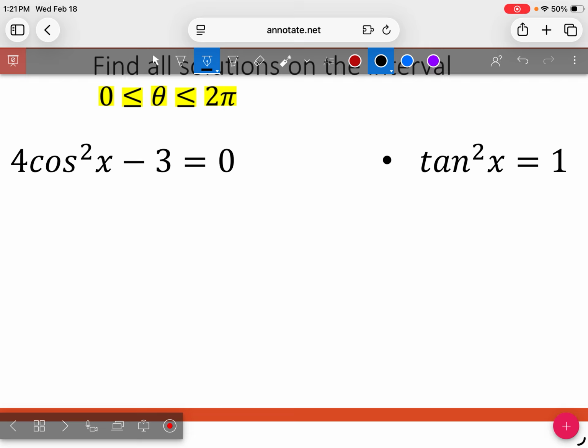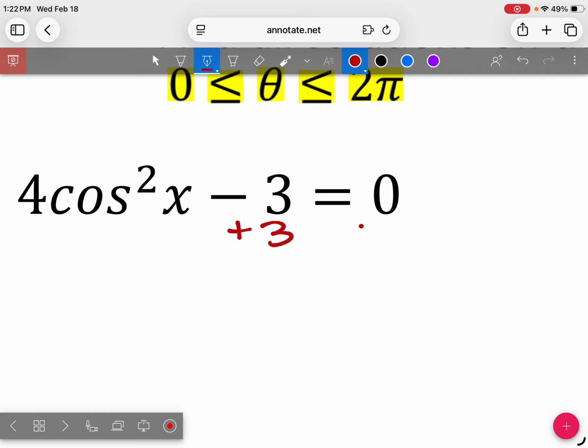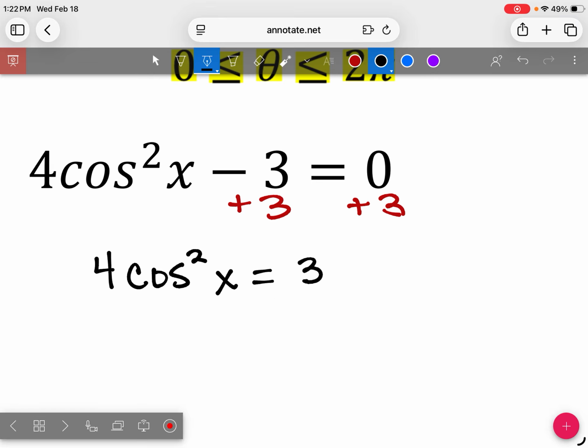Okay, so for this first one, what do you think we're doing first? Adding 3. So 4 cosine squared x equals 3. Now we're going to do what? Divide by 4.